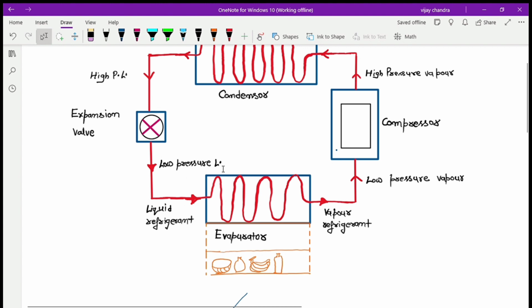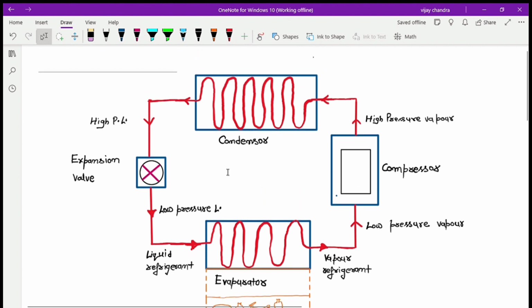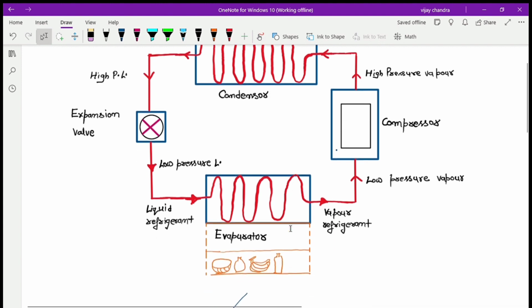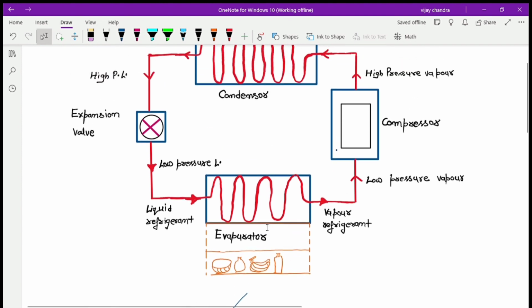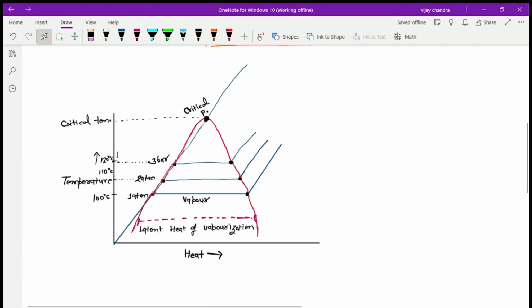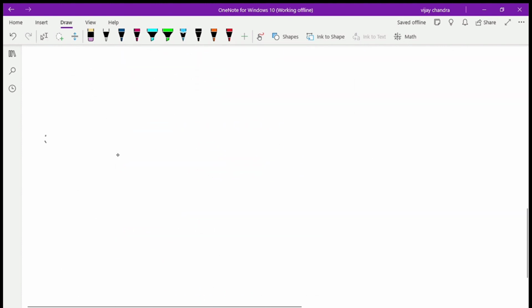For understanding the overall process of this refrigerator, we have to understand all the processes of the particular equipment, what the equipment is doing here, and on which working principle it is working. So firstly we will understand the evaporator, then the compressor, then the condenser, and then the expansion valve. Firstly, we will explain the evaporator. What is an evaporator?